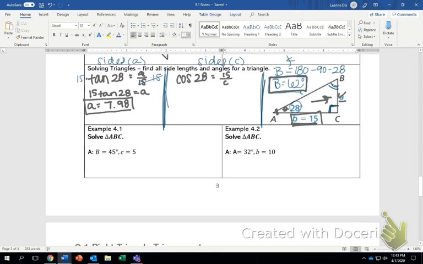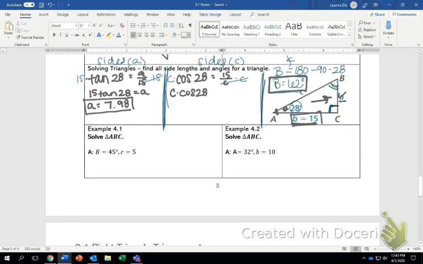Okay. Now there's a couple of ways you could do this. You could actually, instead of doing cosine, do secant of 28, because that's the reciprocal, and you wouldn't have c on the bottom. But it doesn't really matter. You're going to end up doing the same steps anyway, so it's not a huge deal. So we're going to multiply by c on both sides, just like with our tangent, we multiplied by 15. So now this is going to say c times cosine of 28.